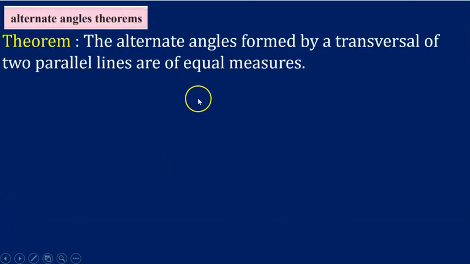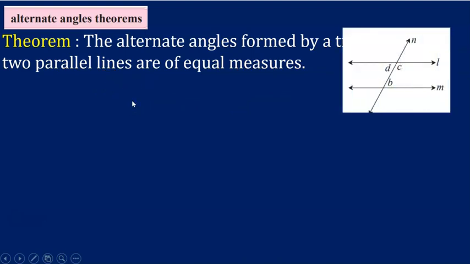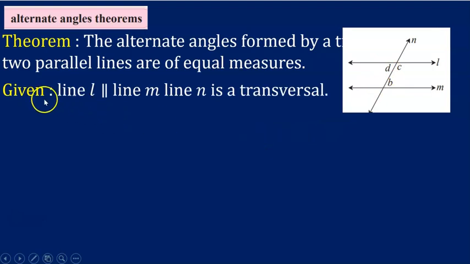Next, the alternate angles theorem. The alternate angles formed by a transversal of two parallel lines are of equal measures. Now see this figure. Line L is parallel to line M and N is their transversal. This we write in our given. Then to prove: the measure of angle B is equal to the measure of angle D. These are the alternate angles, and we want to prove that they are equal.